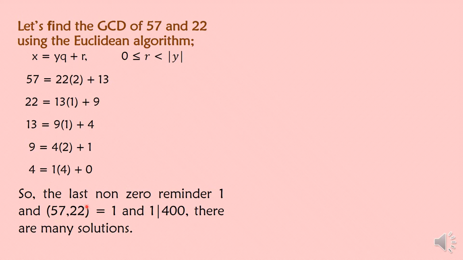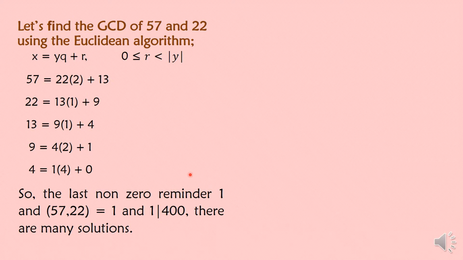So the last non-zero remainder is 1. And gcd of 57 and 22 is equal to 1. And 400 is divisible by 1. There are many solutions, since 57 is divisible by 1, 22 is divisible by 1, and our c, which is 400, is divisible by 1.